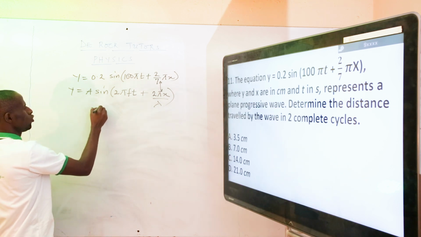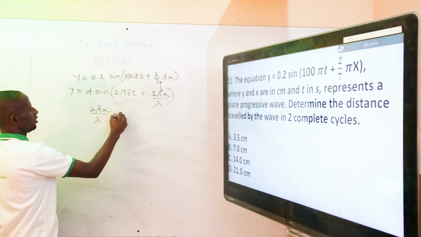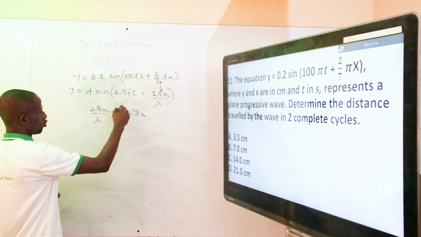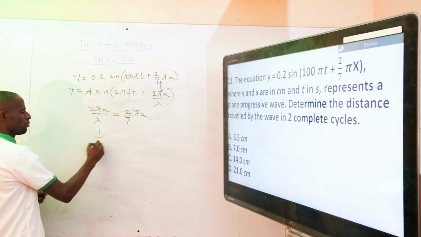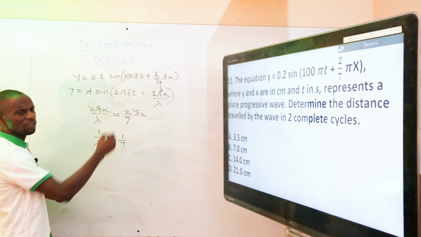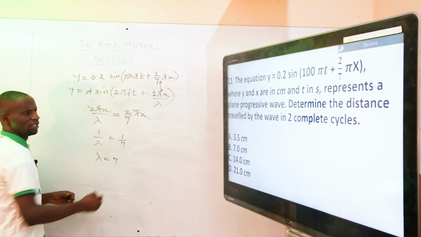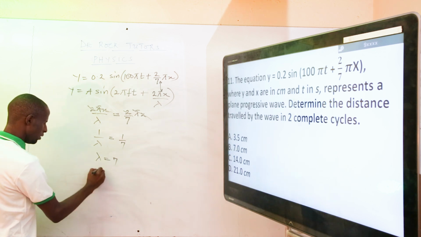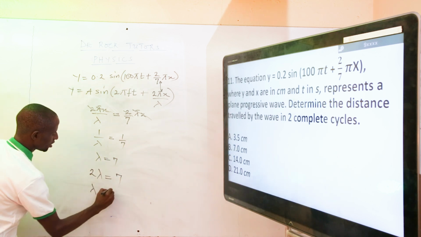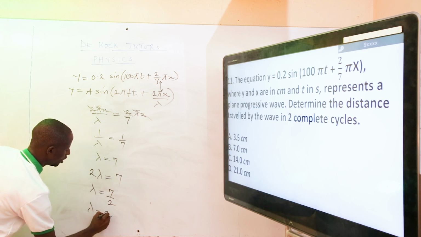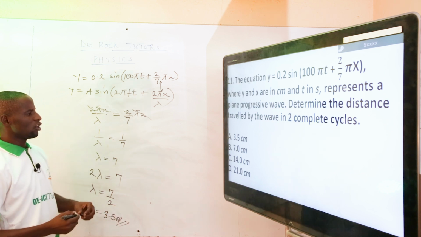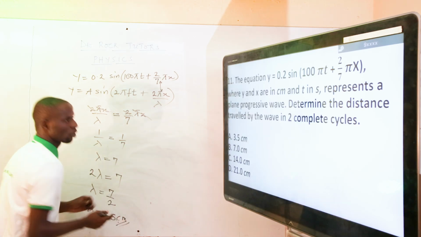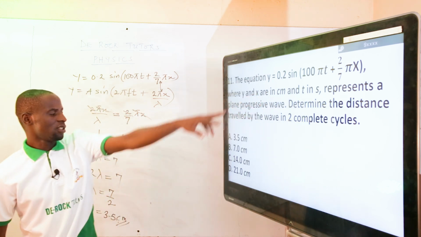Now 2 pi x over lambda is equivalent to 2 over 7 pi x. So pi x will cancel pi x, 2 cancels out 2. So we are left with 1 over lambda equals 1 over 7. Finding the inverse of both sides, lambda equals 7. Now 2 complete cycles tells us that that's 2 lambda. So 2 lambda will be equal to 7, so lambda will be 7 divided by 2. So lambda equals 3.5. Looking at the options, the correct option is option A, 3.5 centimeter, because in the question they said the y is in centimeter.